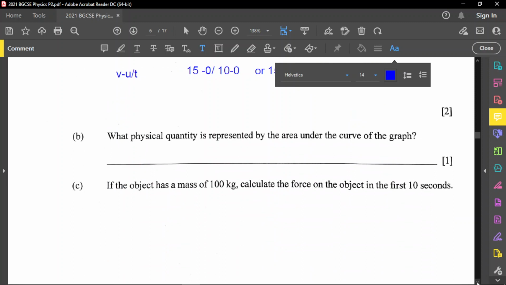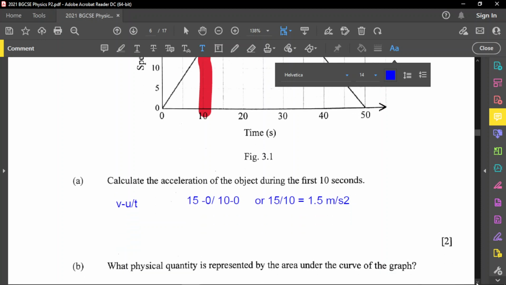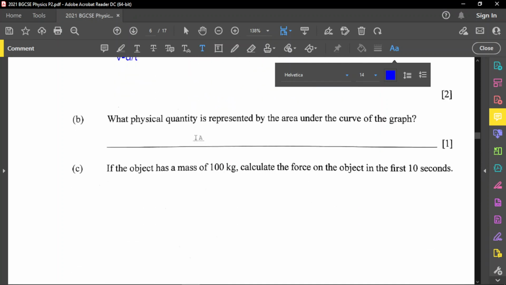All right, so now let's go to part B. It says, what physical quantity is represented by the area under the curve of the graph? Once you have a speed time graph, the area below the graph is always the distance traveled. Okay, so just to make a note of that: in the velocity time graph or speed time graph, the area below the lines is the distance traveled. If it was a velocity, you could put displacement, but since it's speed, let's say distance, because distance is scalar, displacement is vector.